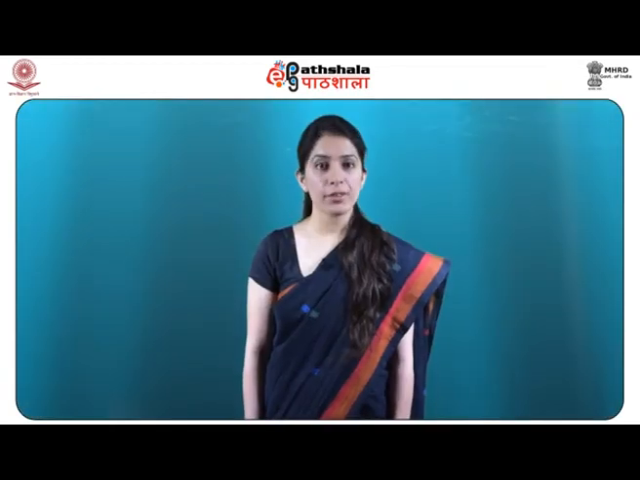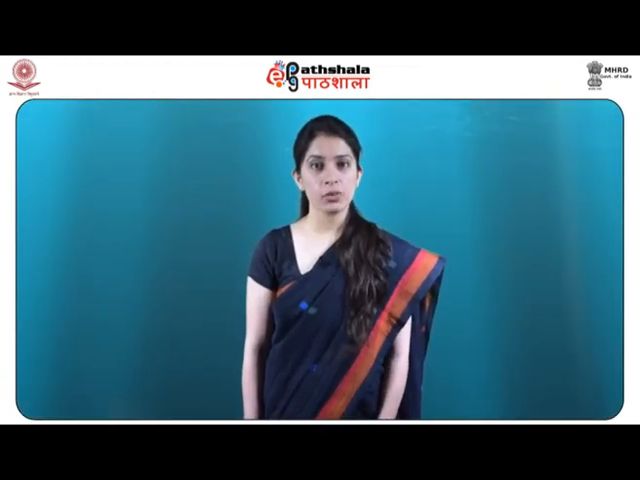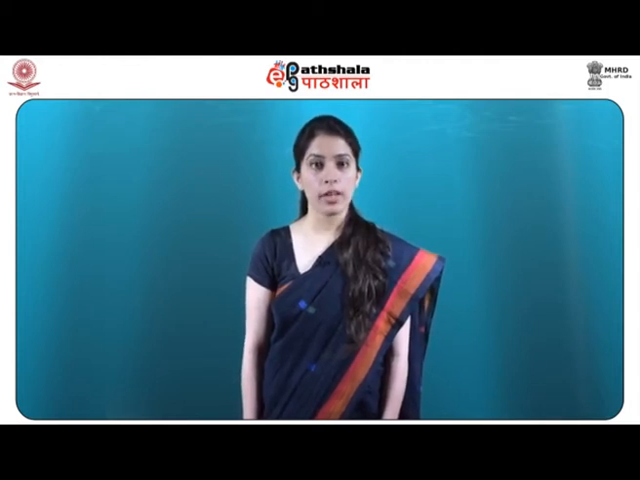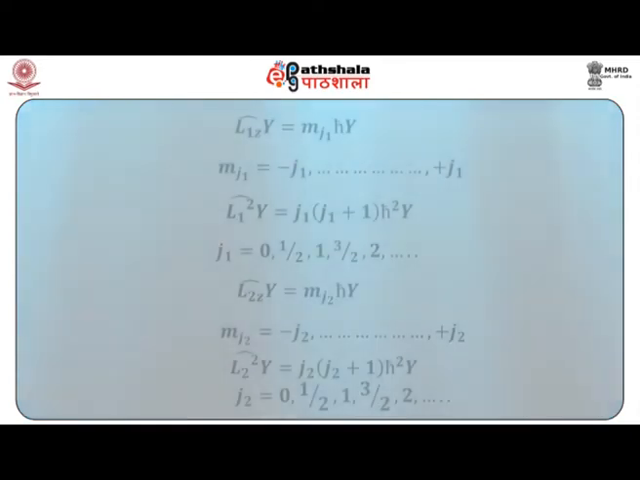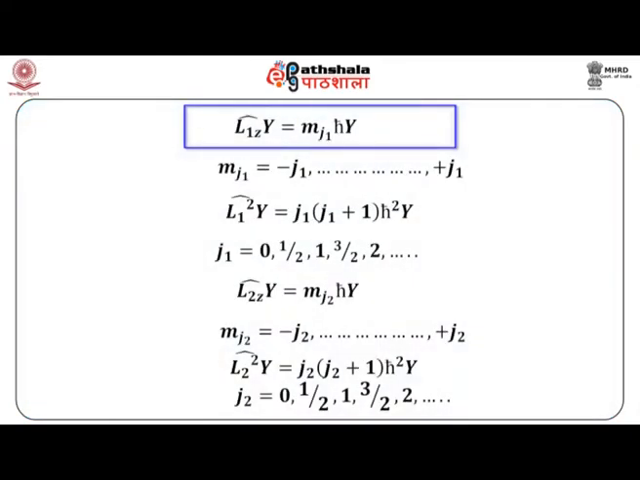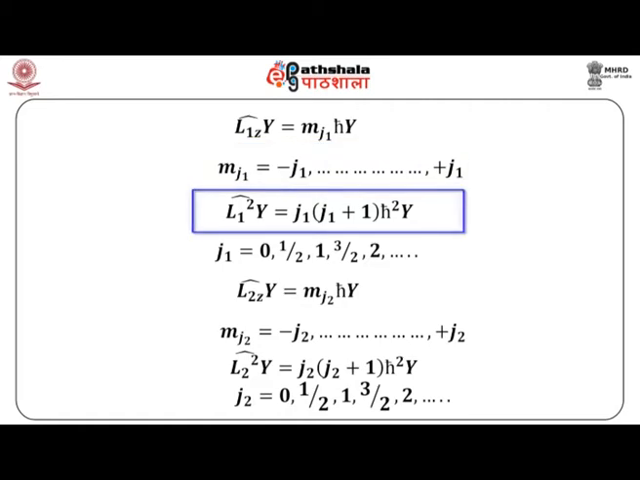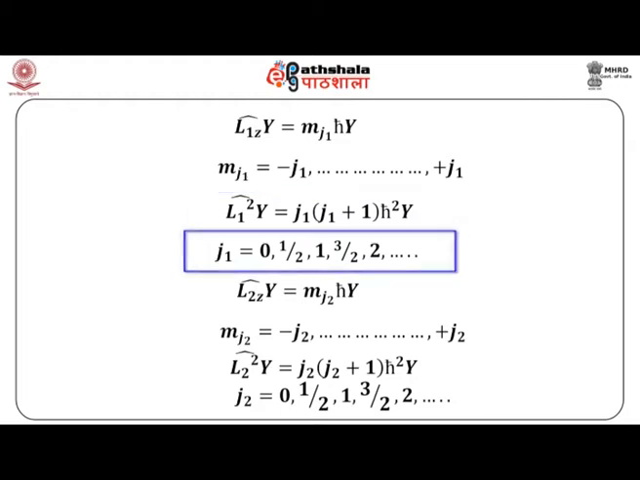Now for such a two electron system, the eigenvalues associated with the Z component of angular momentum and L square for electron 1 and 2 are given by the equations. L1z ψ equals m_j1 h cross ψ, where m_j1 varies from minus j1 to plus j1. Likewise, we have L1 square ψ equals j1 into j1 plus 1 h cross square ψ, where j1 varies from 0, 1/2, 1, 3/2, 2 and so on.